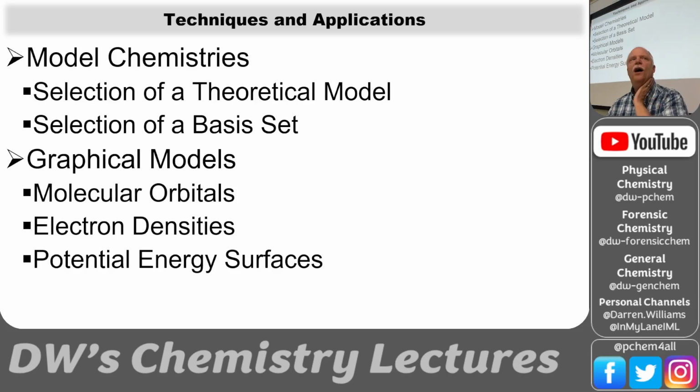Let's talk about why we give Gaussian the locations of the nuclei, and then we let it calculate where the electrons are.